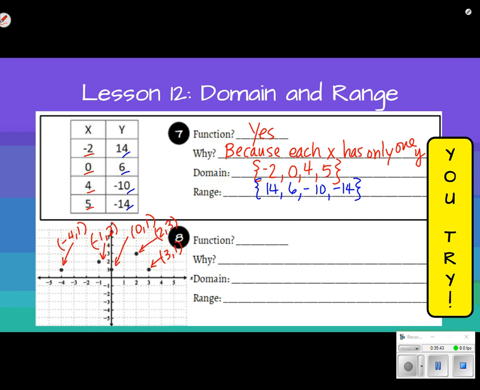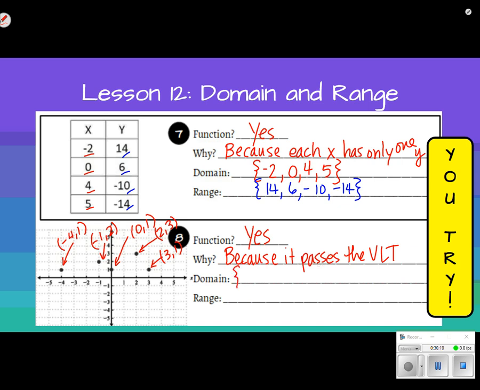Is it a function? Yes, because I don't see any repeating x's, but this is also a graph. So I could say, because it passes the vertical line test. But if you are not graphing it, or you don't have access to a graph, don't use that. Each x has only one y is better.